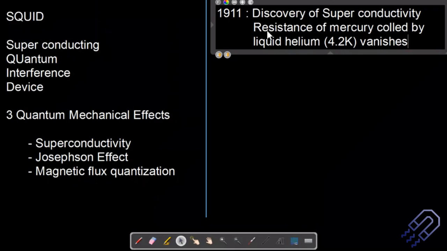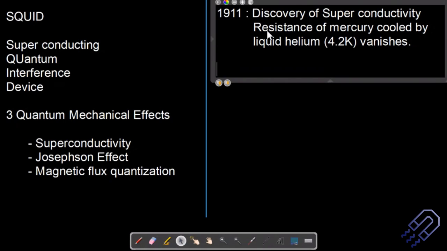The resistance of mercury cooled by liquid helium at a temperature of 4.2 Kelvin vanishes. This is what was actually observed, and it was path-breaking, because later on, when people started working on this idea, it was observed that there are a lot of applications. And in 1957 came the BCS theory, the Bardeen, Cooper, and Schrieffer theory.